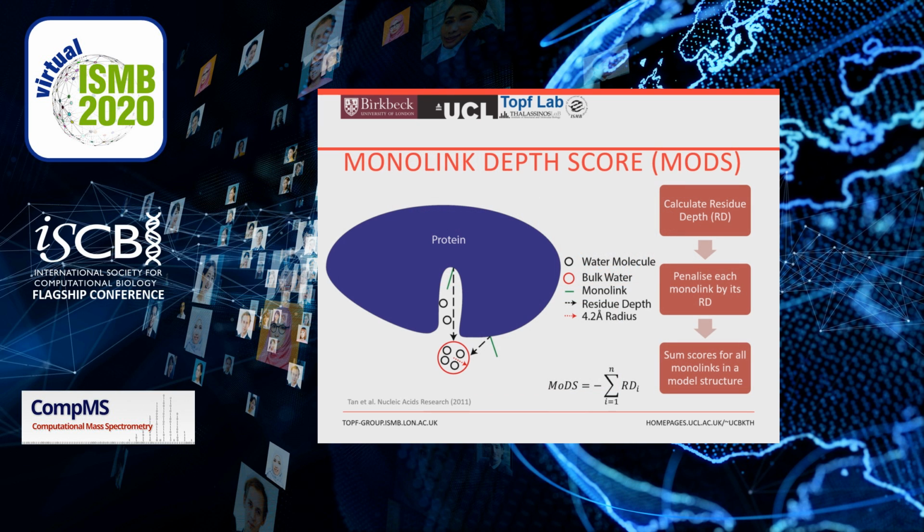So to score model structures based on monolinks, I created the Monolink Depth Score, or MoDS. This score uses a parameter called residue depth, which can be calculated as the distance of a residue from the nearest bulk water molecules. In our analysis, we define bulk water as 4 or more water molecules within a 4.2 angstrom radius. So to calculate it, we first of all calculate residue depth for all residues in the model protein structure. We then penalize each monolinked residue by its residue depth, and then we sum all of those scores in a model structure, and that gives us our MoDS score for that model.